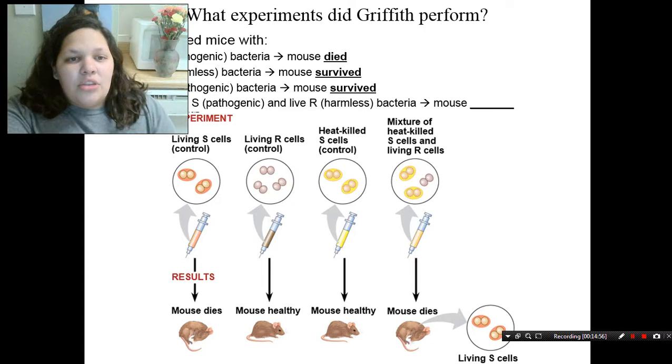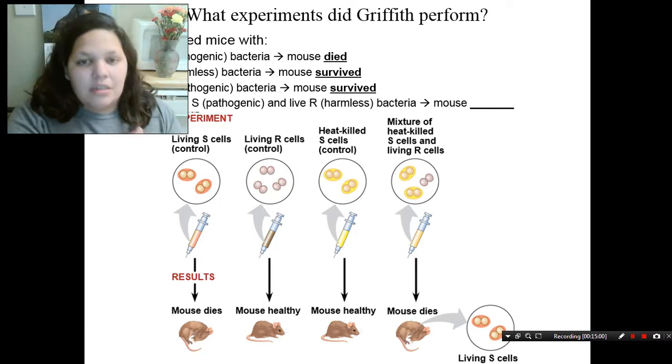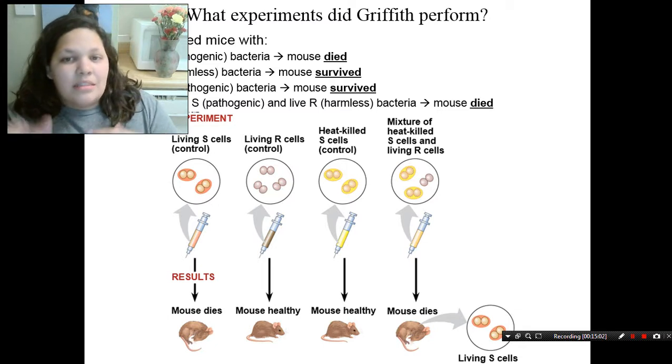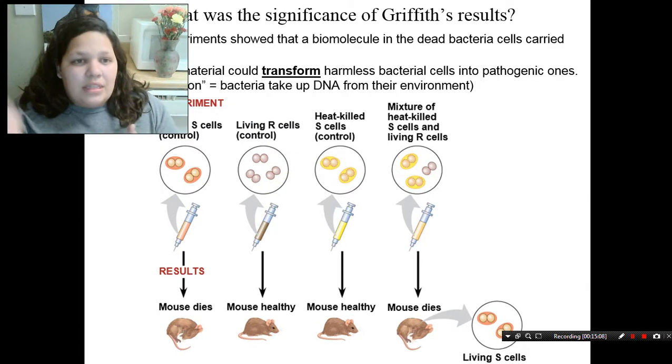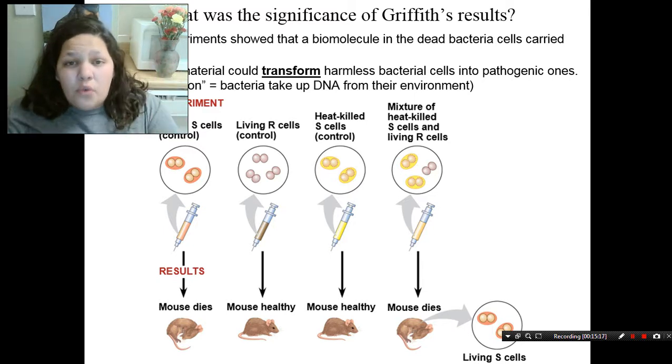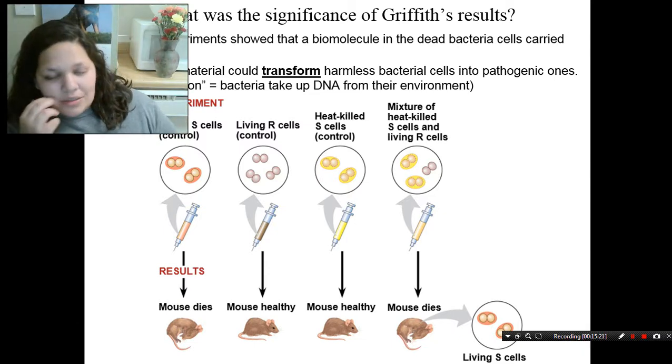And then you have a mixture of the really bad bacteria with harmless bacteria. And what ended up happening is the mouse actually died, which was very surprising for them at the time. So, what's the significance? Griffith's experiments show that the biomolecule in dead bacteria cells carry genetic information, and the genetic information could transform harmless bacteria cells into pathogenic cells.